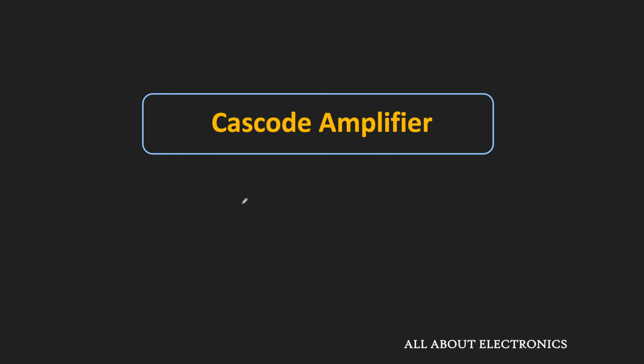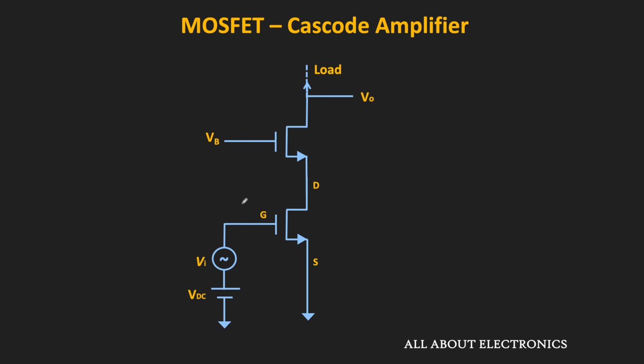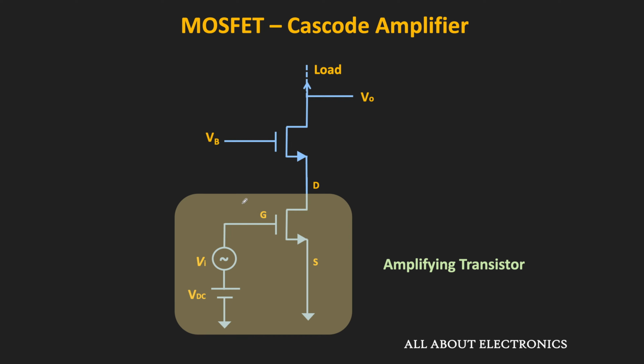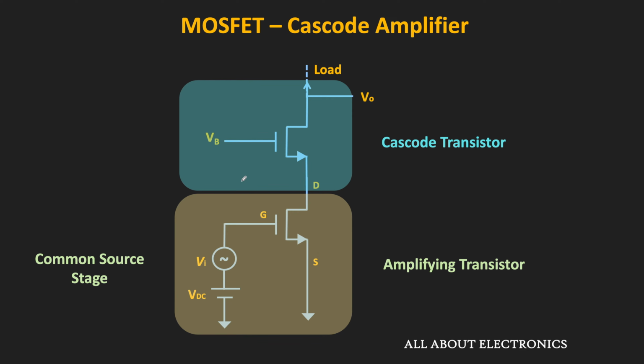In this video, we will learn about the cascode amplifier. As shown in the figure, the cascode configuration is the combination of two MOSFET stages. The lower transistor is known as the amplifying transistor, and it is configured in the common source configuration. The upper transistor is known as the cascode transistor.